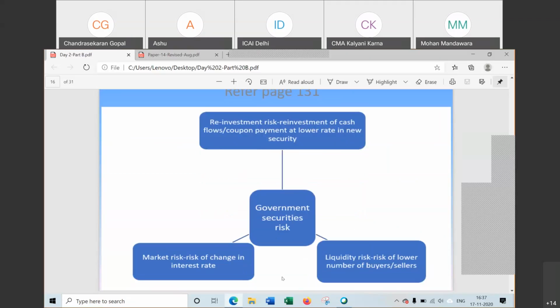There are 3 types of risk. First is reinvestment risk, then liquidity risk, and market risk. Now, what is reinvestment risk? That is the reinvestment of cash flow. Reinvestment of cash flow means the coupon payment. That interest is not withdrawn by the person, it can be reinvested, but at a lower rate in new securities. There is a risk that this interest can be reinvested at a lower rate. It means the rate of interest might decline. So when the investor invests in a new security, the rate of interest can be lower. That is reinvestment risk.